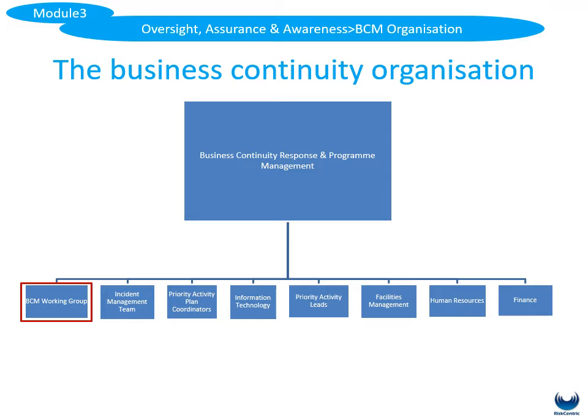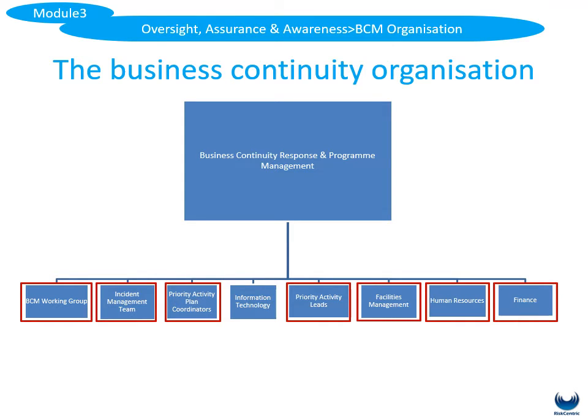The incident management team are the group of individuals who respond in the initial stages of an incident. Normally this will be members of senior management because of the decisions that need to be made during a major incident. They would normally be supported by IT, facilities and management representatives from the priority activities. Priority activity coordinators are responsible for keeping their departmental action plans up to date and relevant. As their activities are customer-facing and operationally critical, it's imperative that their action plans are fit for purpose in every respect.